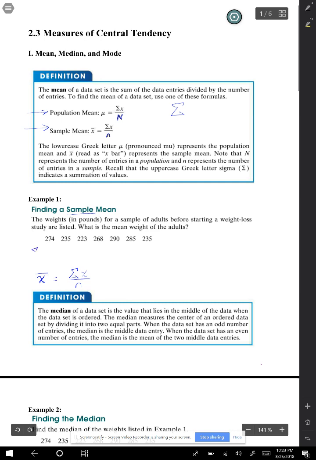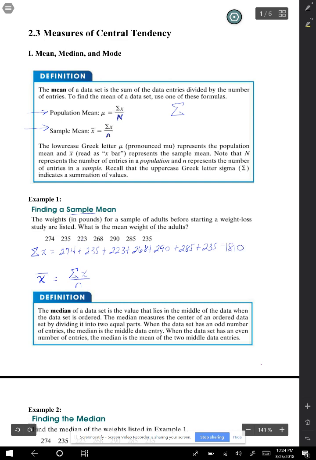So the first thing we're going to do is find the sum of the X's. The X represents the numbers that were given. And this is the weight in pounds for a sample of adults before starting a weight loss study. And they want us to find the mean weight. So we're going to find the sum of the X's, or the sum of the entries. So you're just going to add these up. And you would just put all this in your calculator and add them up. And this total would come to 1,810.